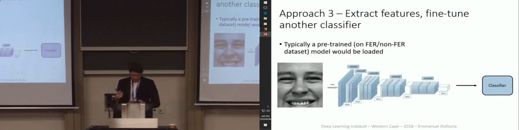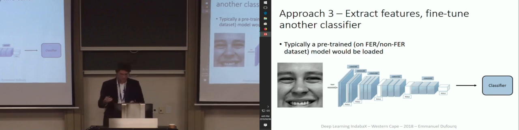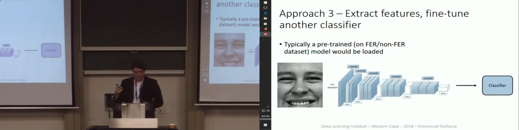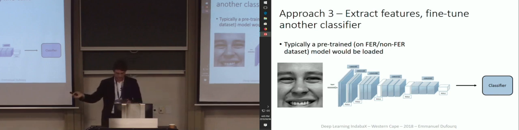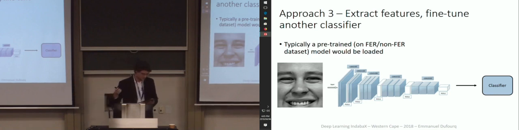The third option is to take a pre-trained model, either pre-trained on expression recognition or on a different data set, and then load that into memory, and then run the input image and extract features from a particular layer, for example, one of the later max pooling layers, and take those features and run them into another machine learning classifier. For example, AlexNet was often used.